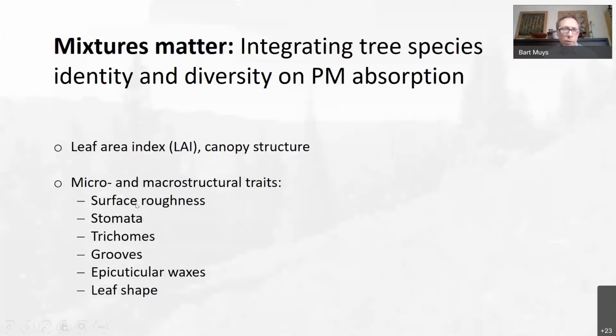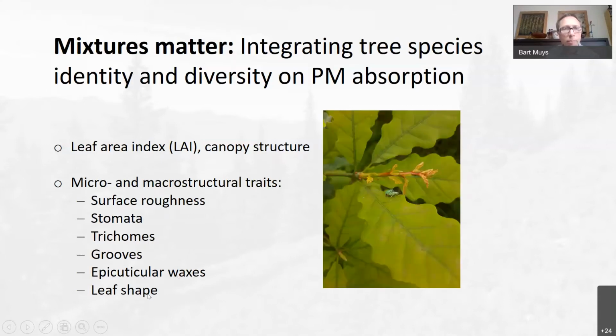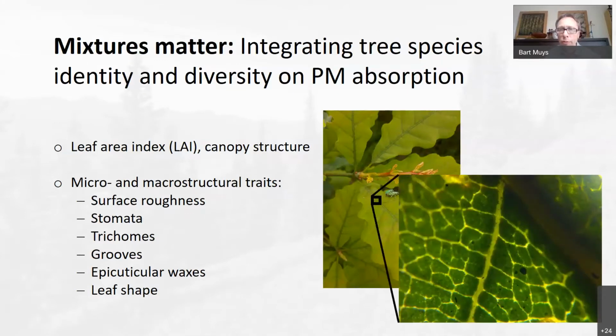And there's a whole number of traits that will affect this PM absorption: the surface roughness of the canopy of a forest, the presence of stomata, trichomes, which are the hairs on the leaves, grooves, or waxes, leaf shape, and so on. So structures at different scales.